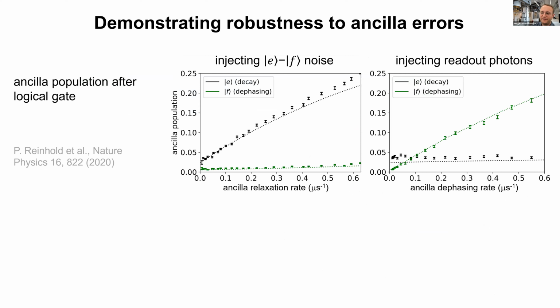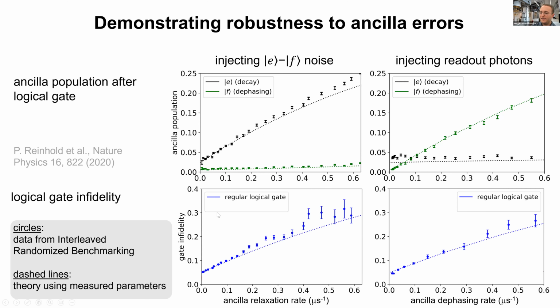And now in the final piece of data, I want to show you explicitly how the suppression of errors from the ancilla to the logical qubit works. So I don't have time to explain it, but we are able to increase artificially the ancilla relaxation errors as well as the ancilla dephasing errors. And you can see that when we use the non-error corrected snap gate, well, the logical infidelity follows exactly the probability of an ancilla error. So every time you have an error in your ancilla, this becomes a logical error.